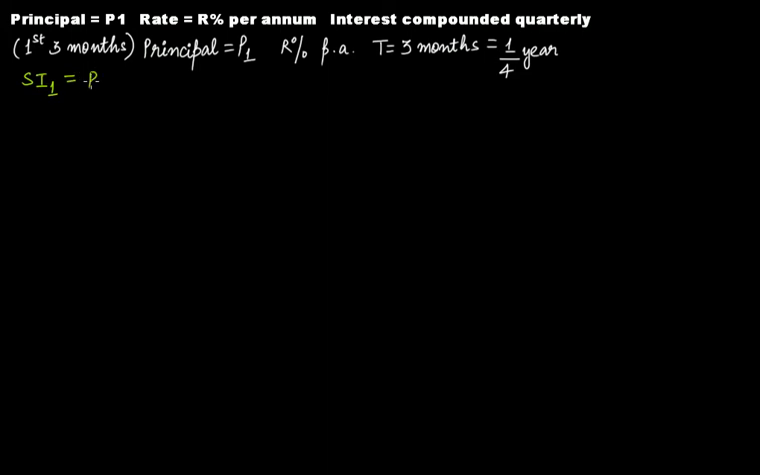This is equal to P multiplied by R multiplied by T. What's P? P is principal, in this case it is P1. What's R? R is R%, that is rate, so write it as R by 100, multiplied by T, which is 1/4 year. Always put T as years and not as months. So this will be equal to P1 multiplied by R by 400.